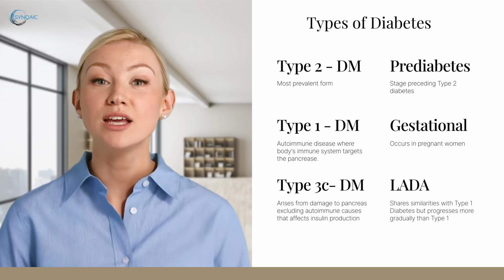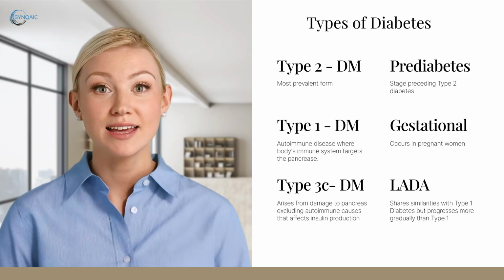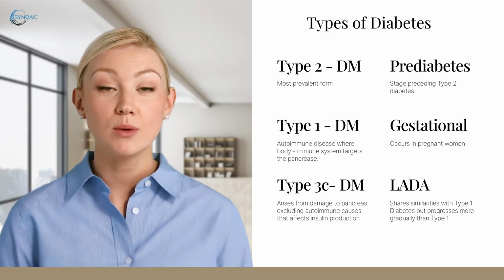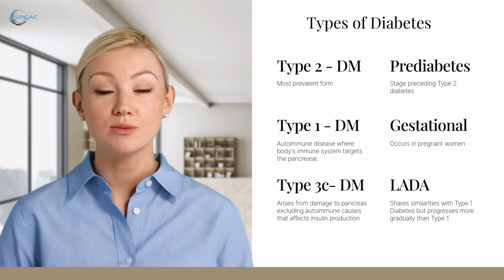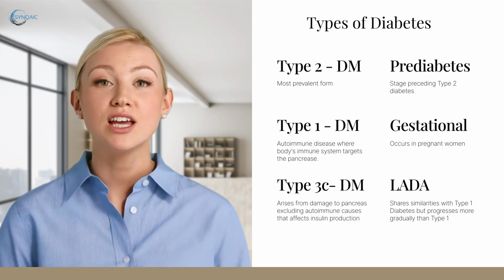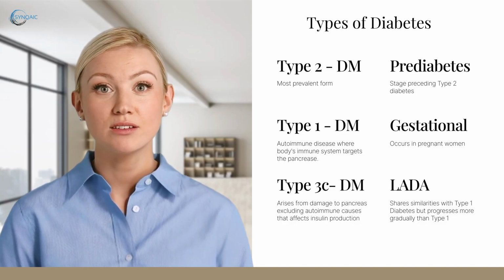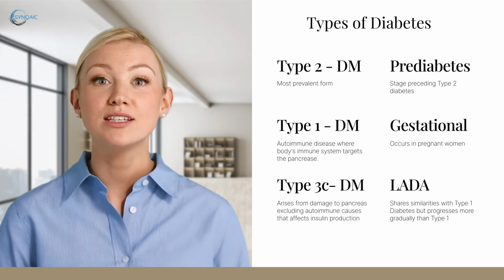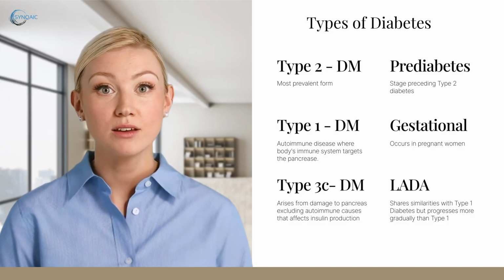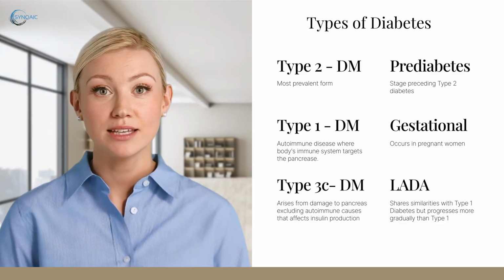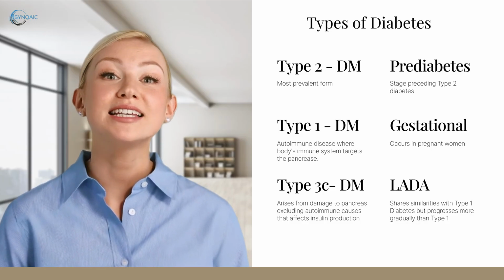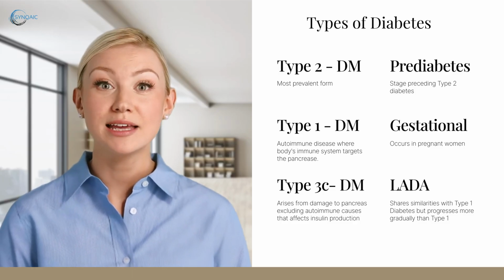Latent autoimmune diabetes in adults, or LADA, shares similarities with type 1 diabetes in that it stems from an autoimmune response, but it progresses more gradually than type 1. LADA typically affects individuals diagnosed at age 30 or older. Aside from this, there are also other types such as maturity-onset diabetes of the young, MODY, also known as monogenic diabetes, which arises from inherited genetic mutations that impact insulin production and utilization in the body.